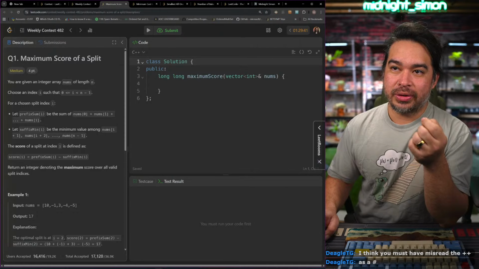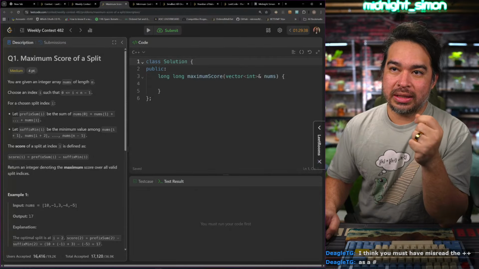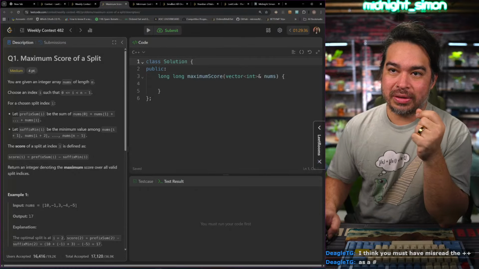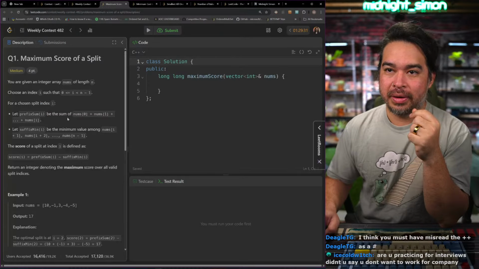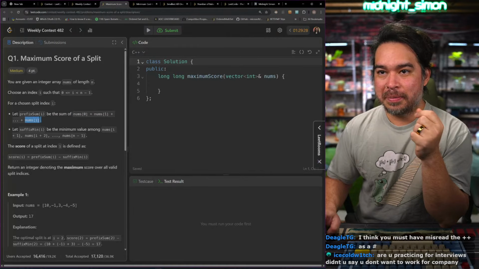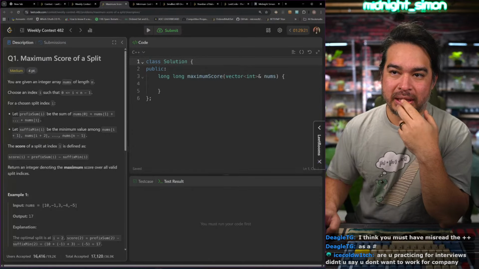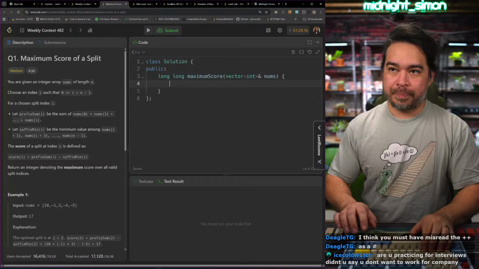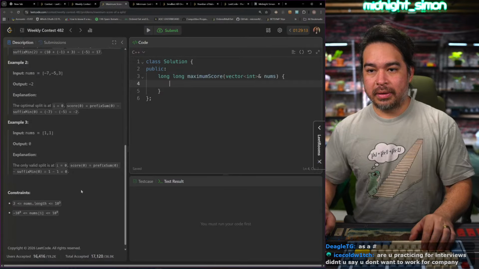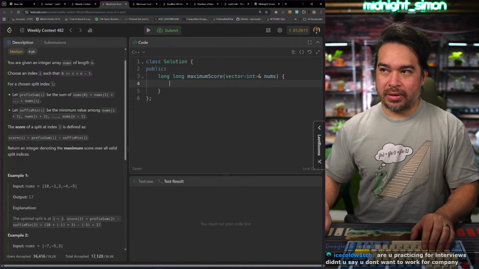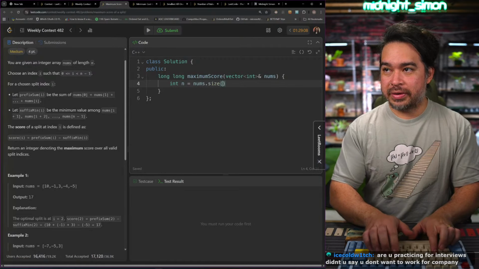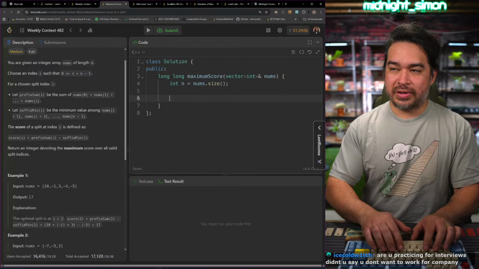You are given an integer array nums of length n. Choose an index i such that i is within bounds. For a chosen split index i, let prefix sum i be the sum from the beginning to nums i, and let suffix min be the minimum value amongst the rest of the numbers. The score of a split at index i is defined as the prefix sum minus the suffix min. Alright, I can do this. I can do this. So first, I'm going to remember the suffix mins.